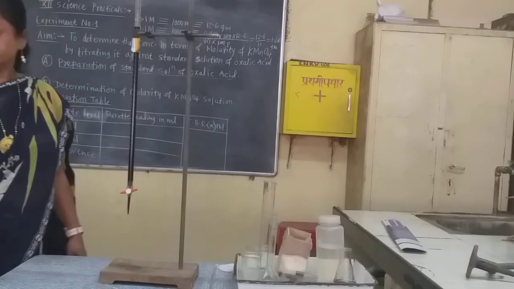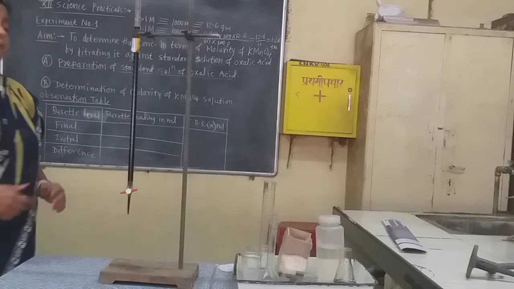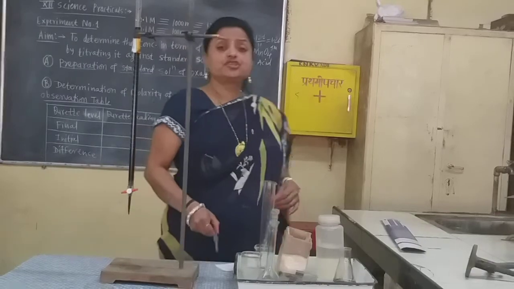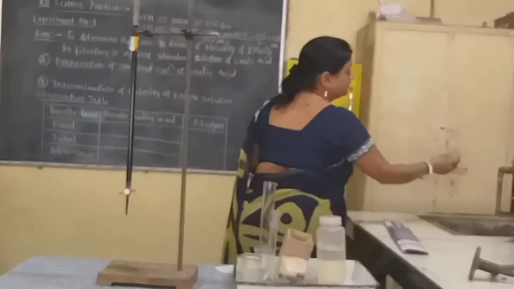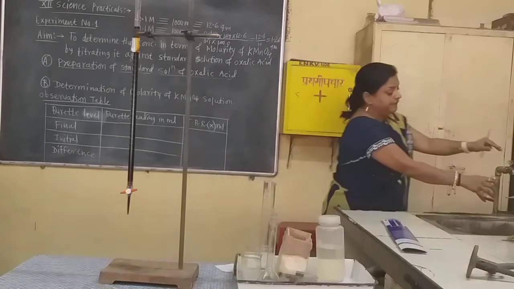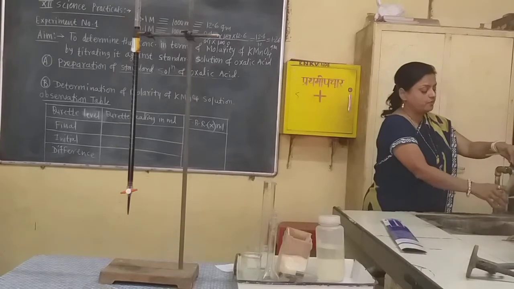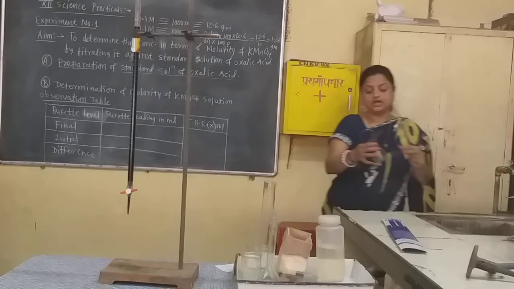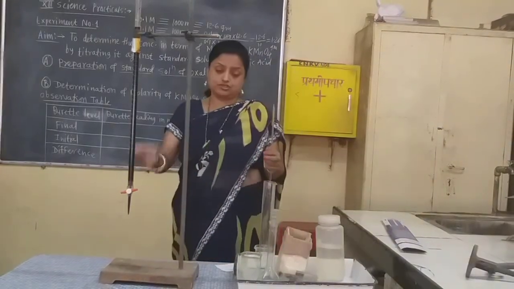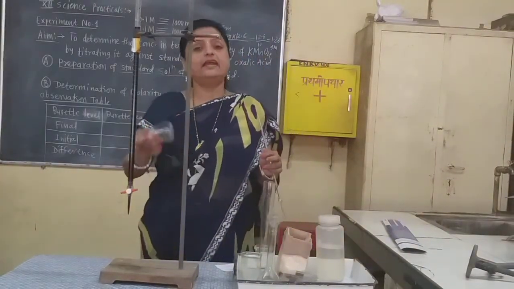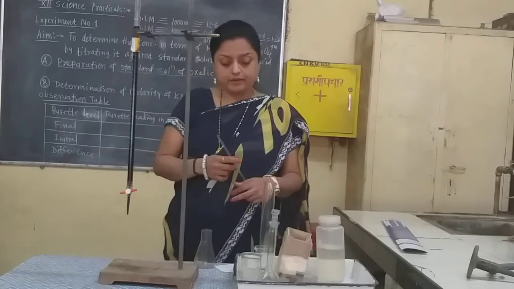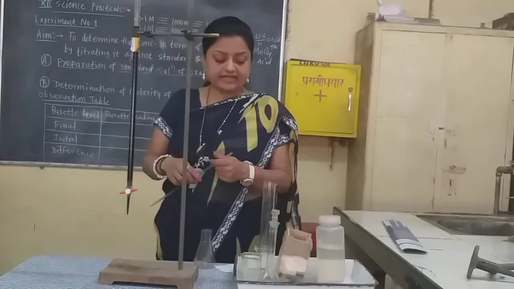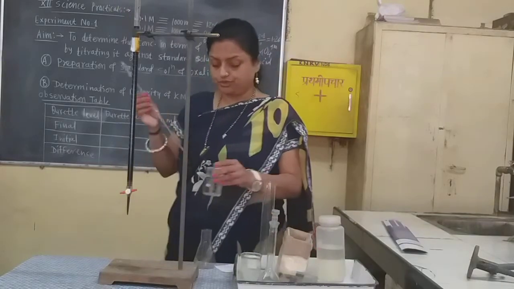After that we have to pipette out the standard solution of oxalic acid into the conical flask. This is a 100 ml conical flask. Now I pipette out the oxalic acid solution into it.